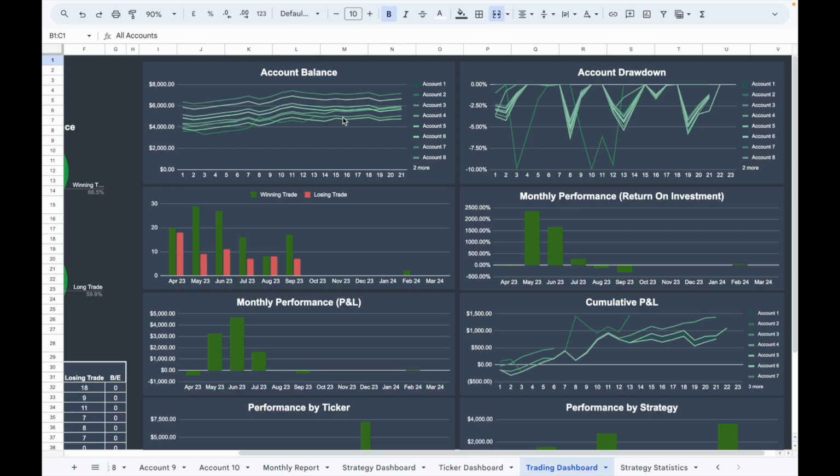The account balance shows the total value of the account at a given point in time. Account drawdown shows the maximum loss the account has incurred over the whole period. And account cumulative P&L shows the net profit or loss accumulated over time.